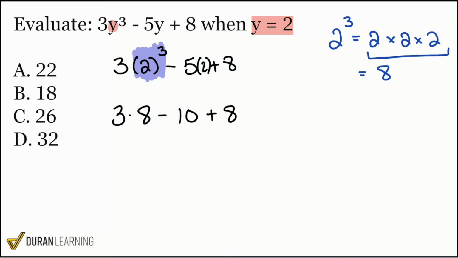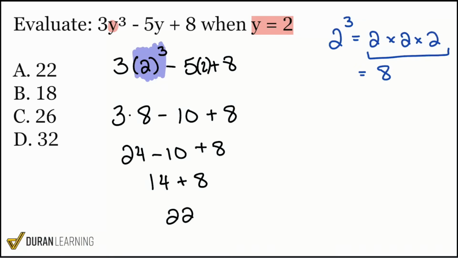Lastly, to finish things up, we just clean it up with multiplication, then subtraction and addition. So 3 times 8 gives us 24. Then minus 10 plus 8. Minus 10 gives us 14. And plus 8 puts us at 22. And there we are. Boom. The correct answer here is 22.